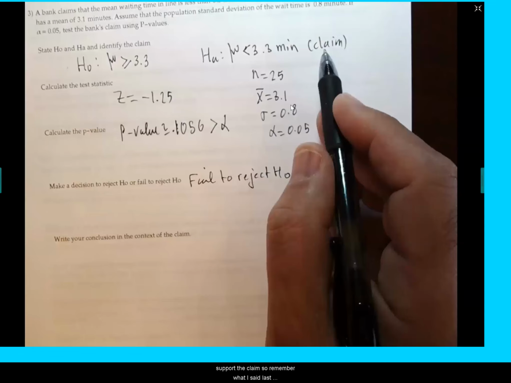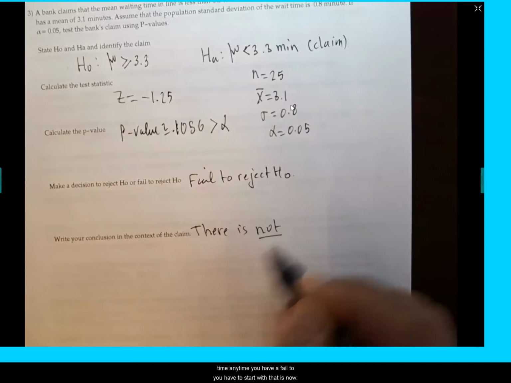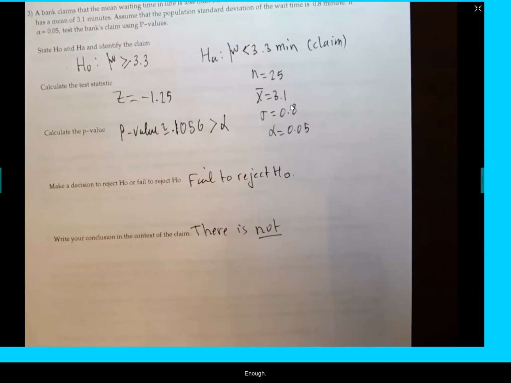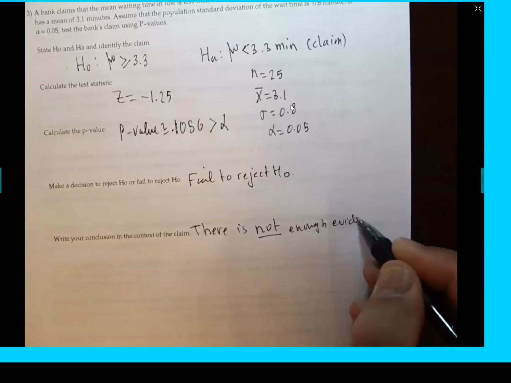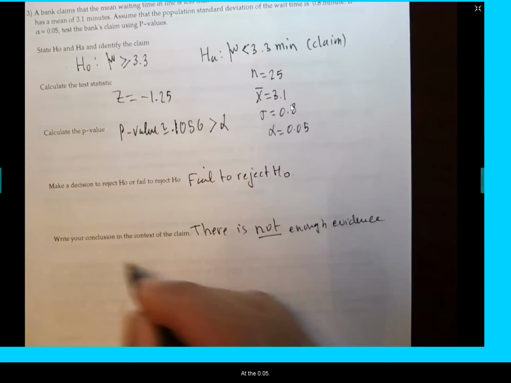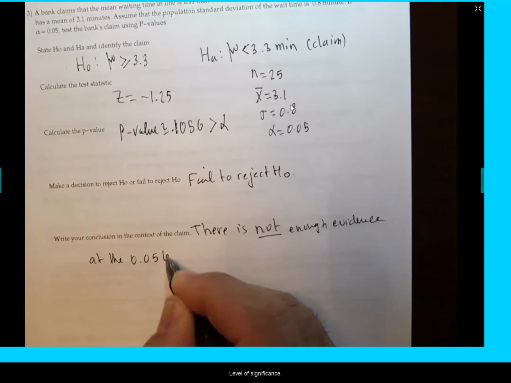So remember what I said last time. Anytime you have a fail to reject, you have to start with there is not enough evidence at the 0.05 level of significance.